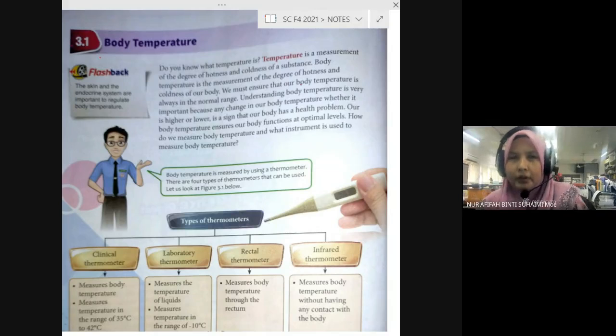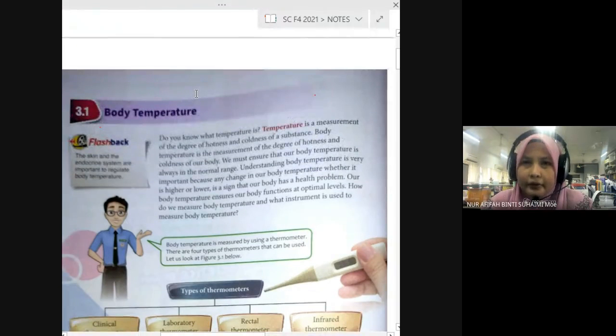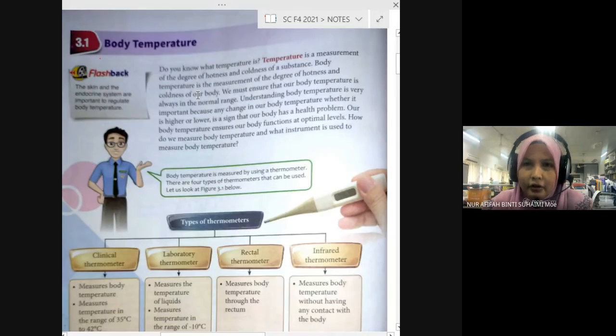We have entered chapter 3, about measuring of your body health. Measuring of your body health. Last week I taught you about 3.1 body temperature.